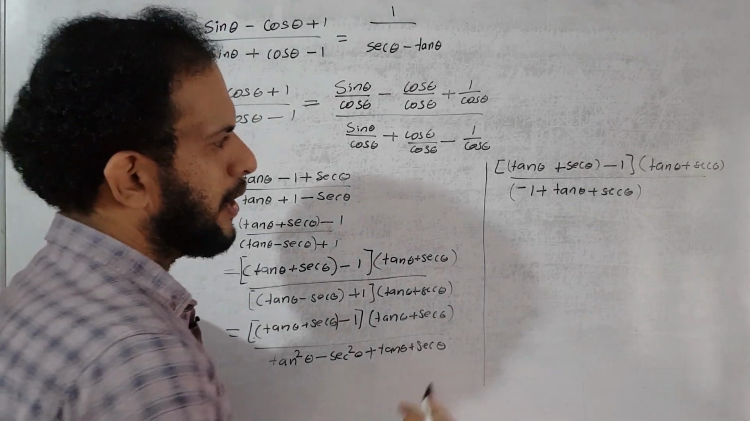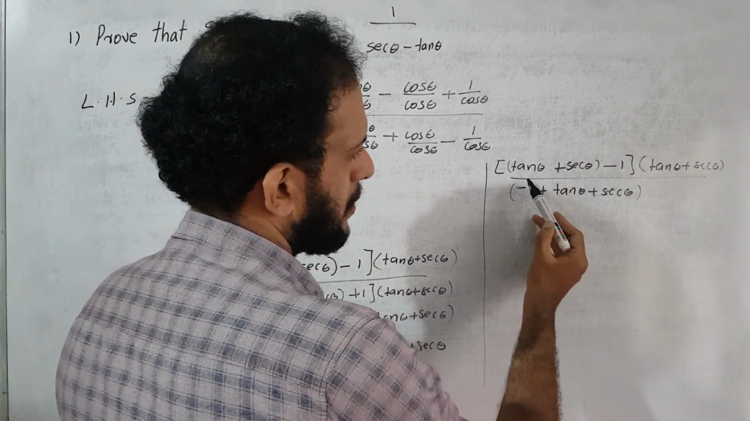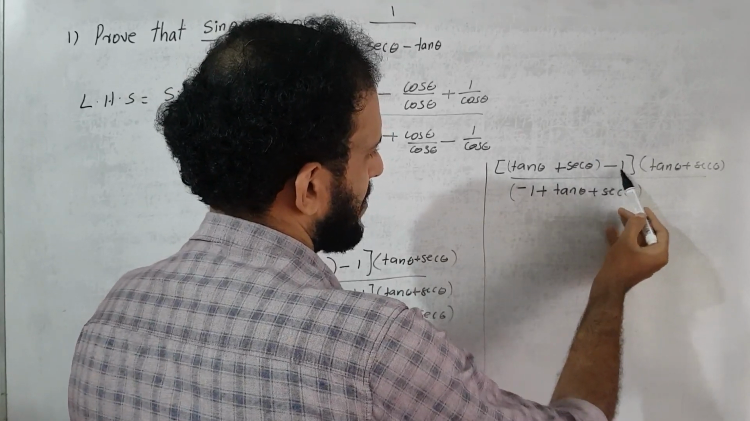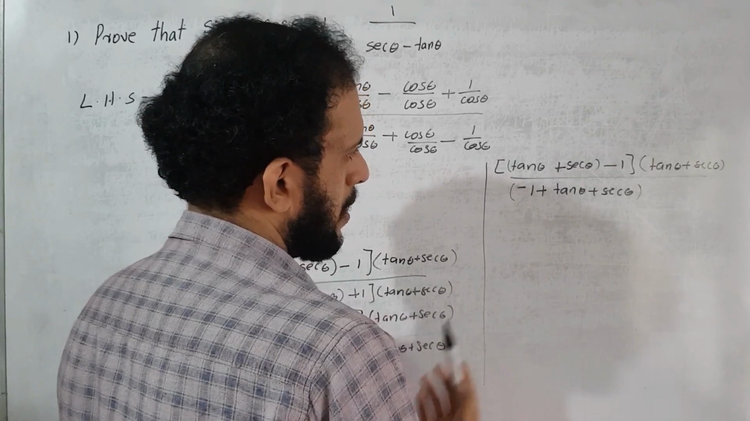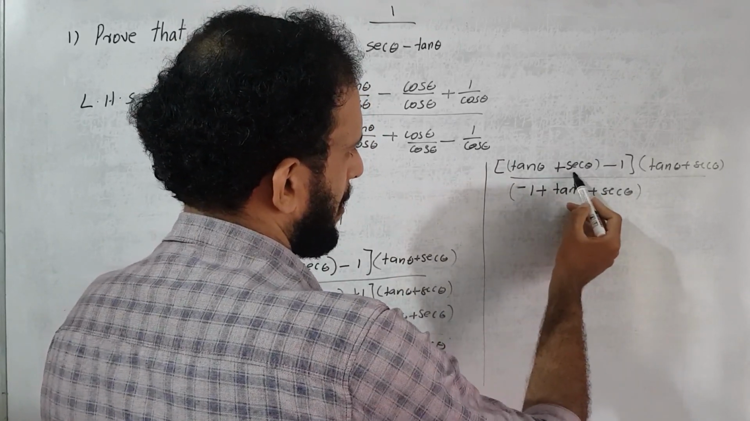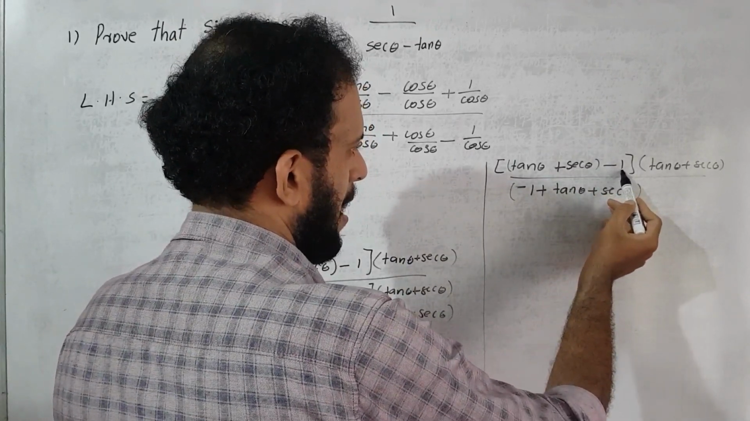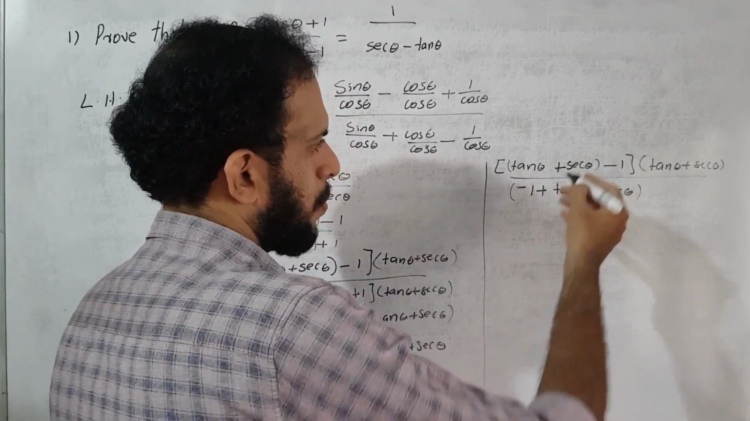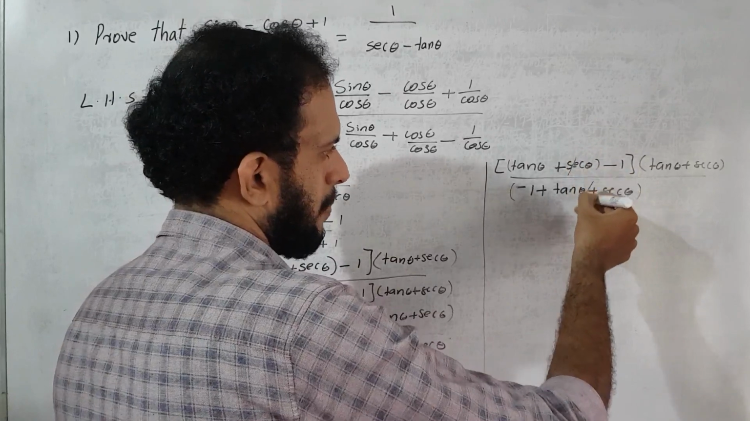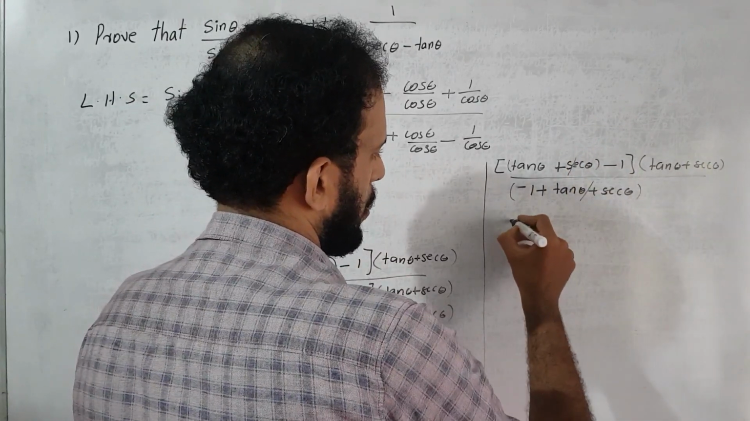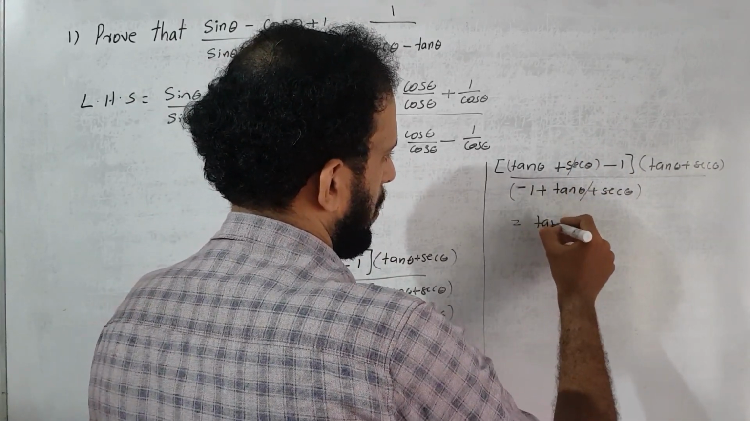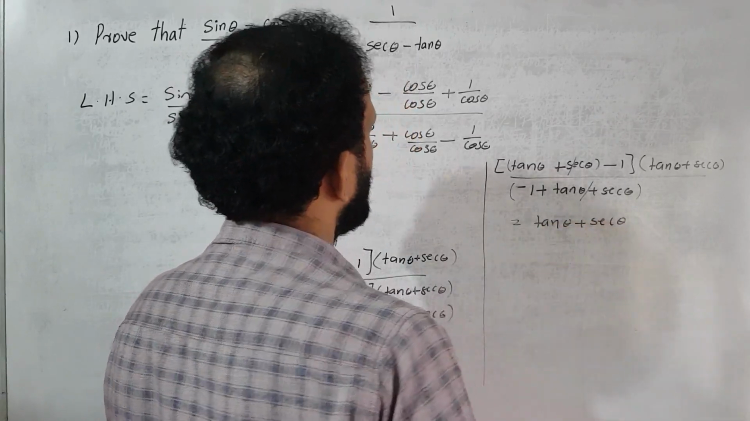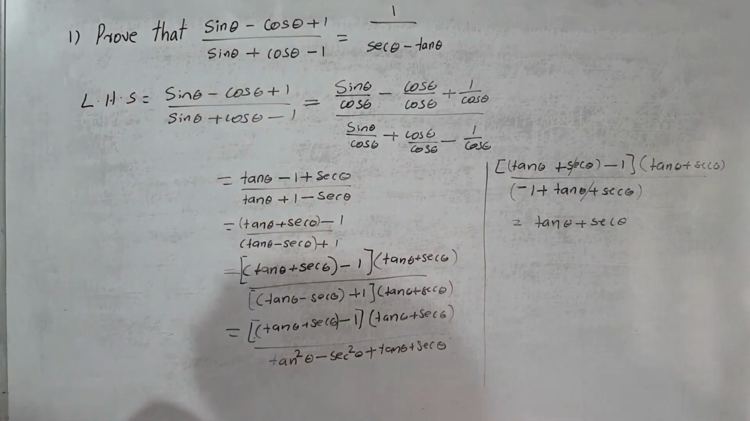Then now in the numerator and denominator, this is same. Tan theta plus sec theta minus 1 is same as tan theta plus sec theta plus minus 1. Correct? So it is possible to cancel these completely. Then what is remaining? It is equal to tan theta plus sec theta. Okay, tan theta plus sec theta.